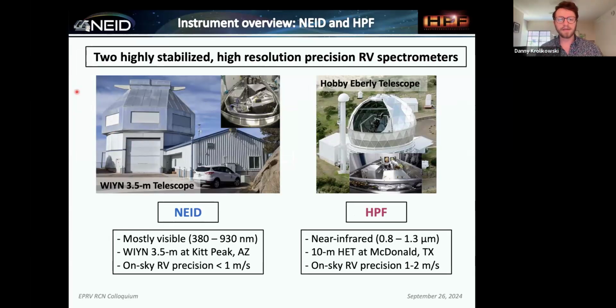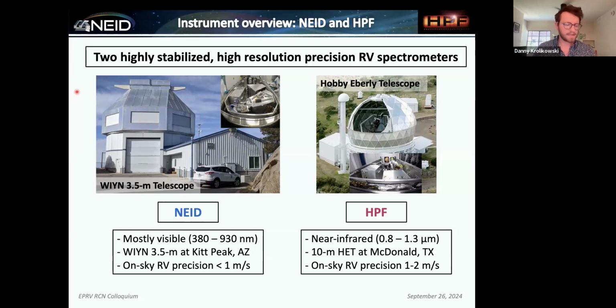NEID is in Arizona at Kitt Peak, just, I don't know, an hour and a half that way. It covers the visible, goes into kind of the close by near infrared as well, with on-sky RV precision below a meter per second. And then there's HPF, which is a near infrared spectrograph, covers Z, Y and J band. It's at a bit lower resolution than NEID, but it's on a 10-meter telescope in Texas at McDonald, the Hobby Everly telescope, with an on-sky RV precision of 1 to 2 meters per second.